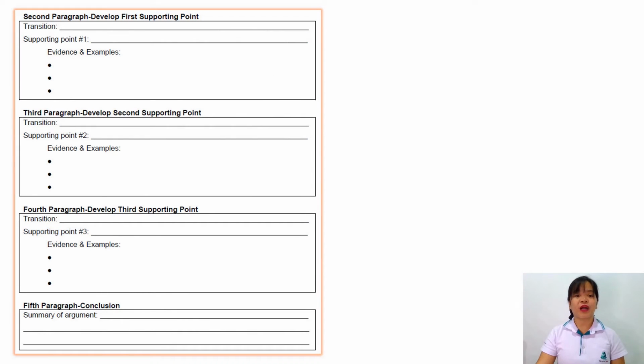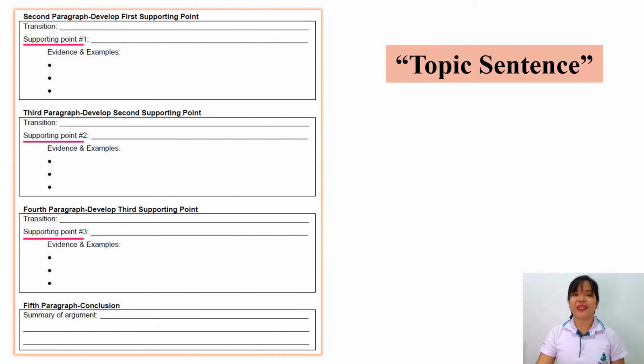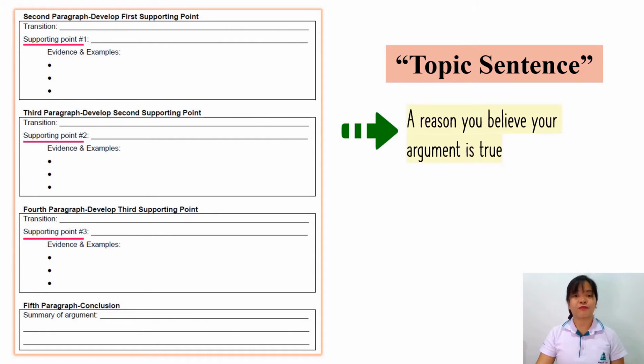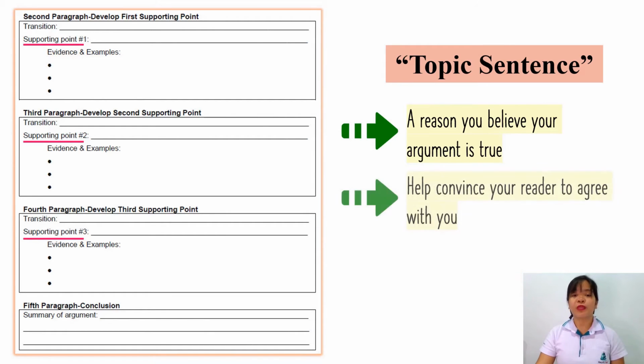I have mentioned a while ago supporting points. Did you hear that? This is what you call also the topic sentence, on which each paragraph must focus. This is the reason you believe your argument is true and should help convince your reader to agree with you.